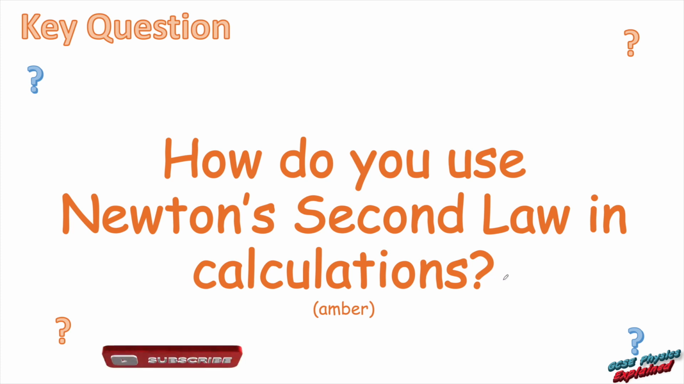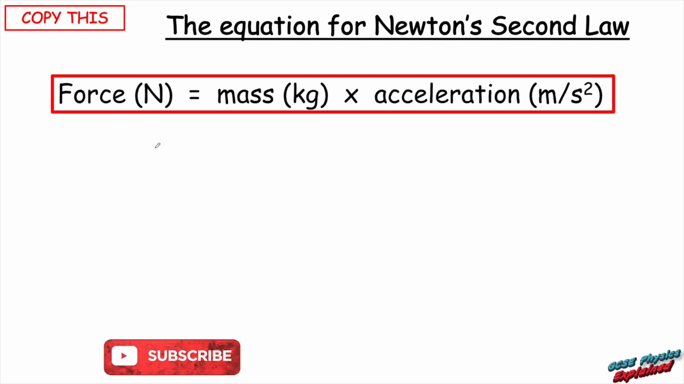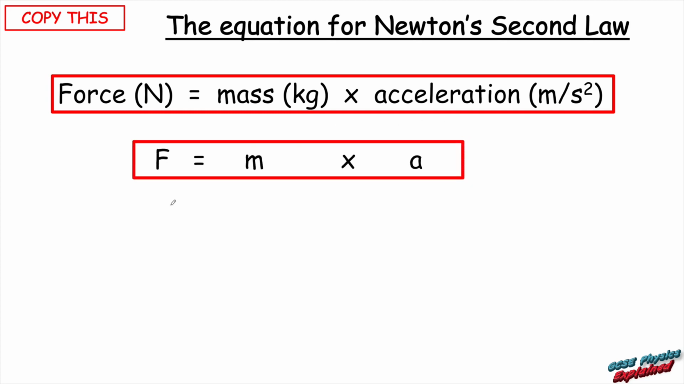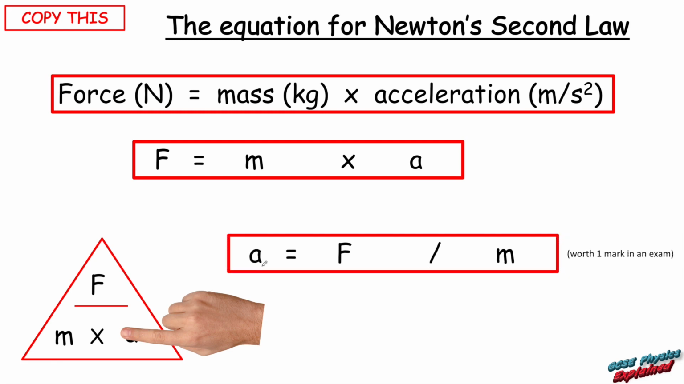Right, how do you use Newton's second law in calculations? Well, the equation for Newton's second law, if we represent it mathematically, is force equals mass times acceleration. We often just write F equals m times a. If you do need to rearrange it, let's say you've got to work out what the acceleration is, cover up what you're looking for, and what you're left with is how to work it out. So acceleration equals force divided by mass.